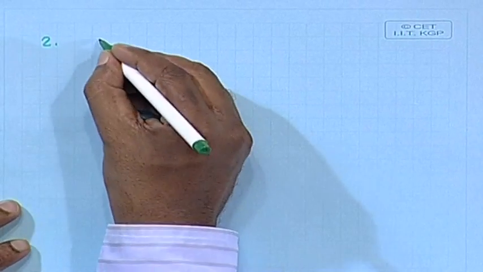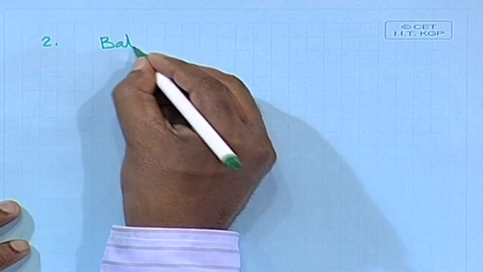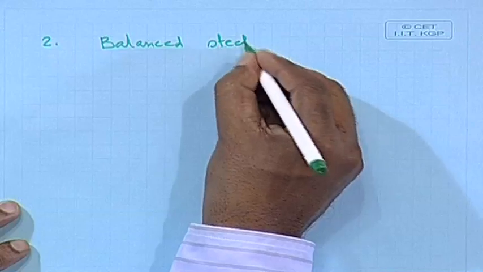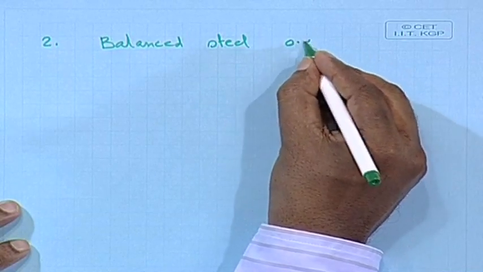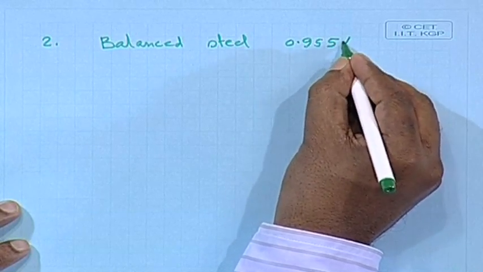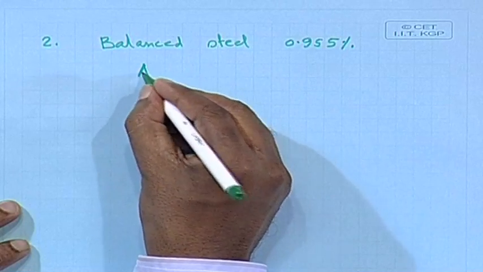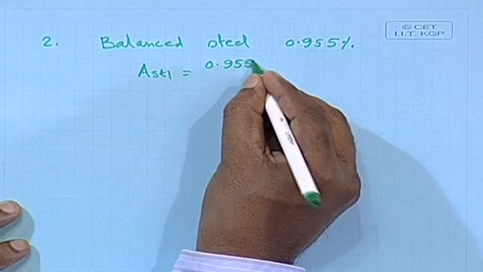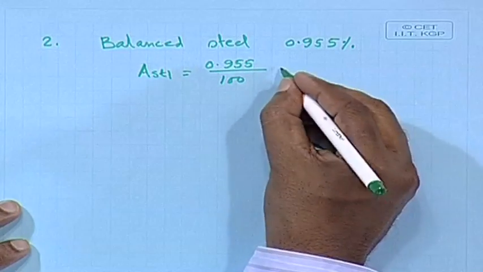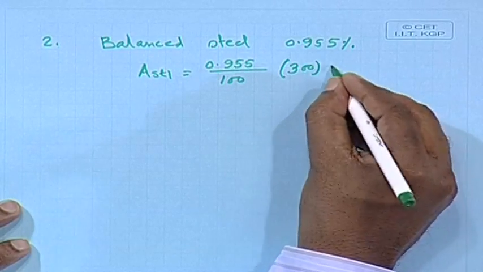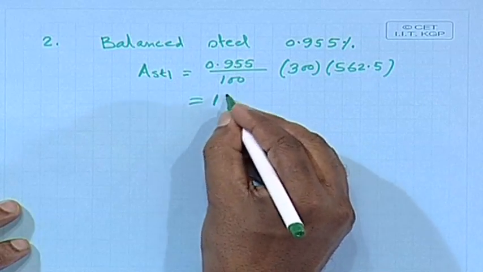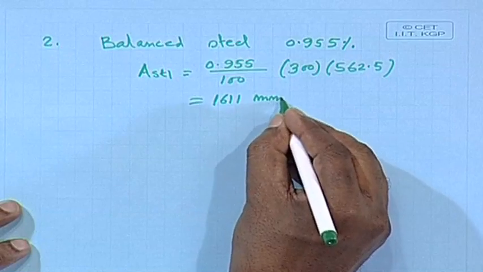Number 2, balanced steel 0.955%. Already we have computed. Therefore, Ast1, area of steel, equal to 0.955 by 100 times 300 times the effective depth, which comes as 1611 square millimeter.